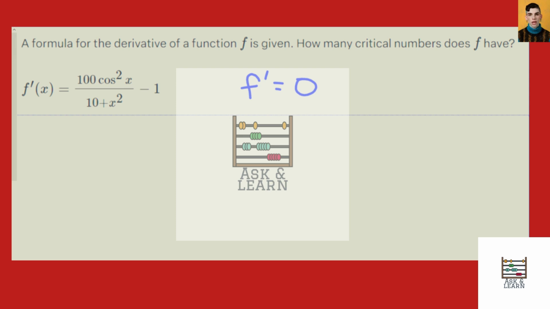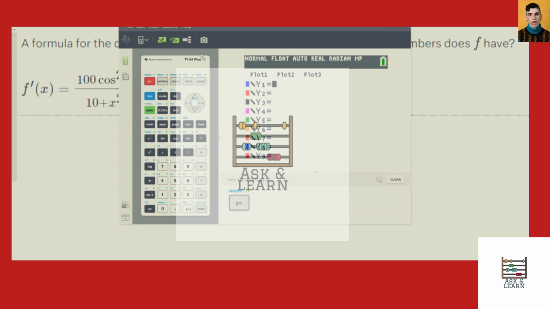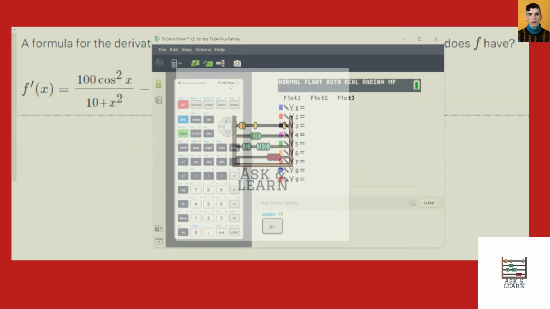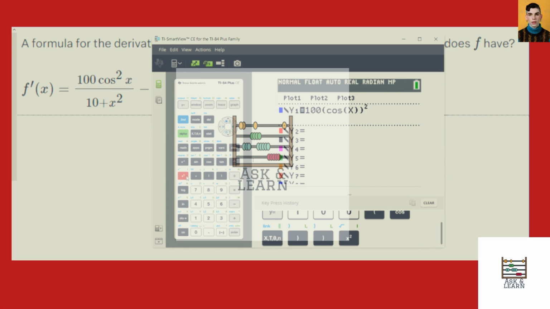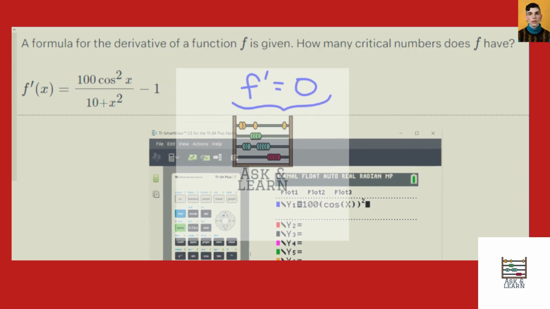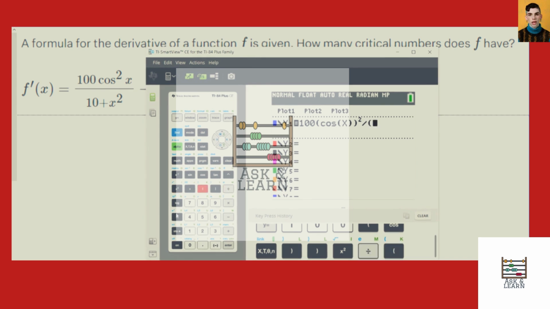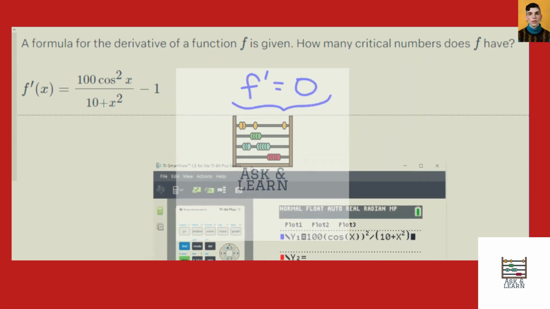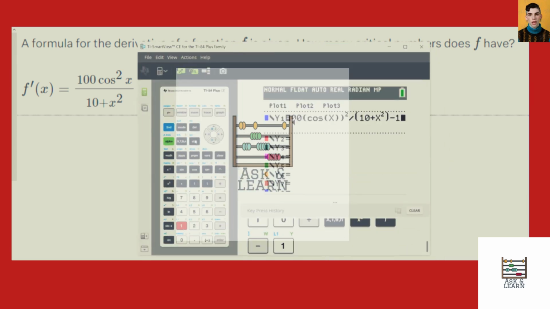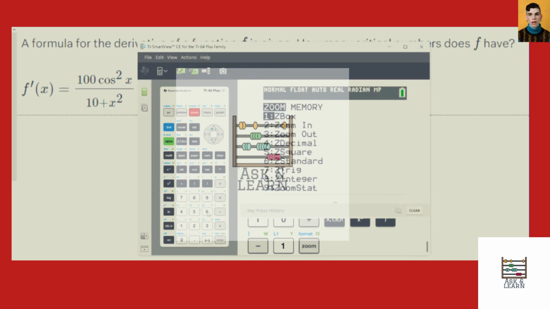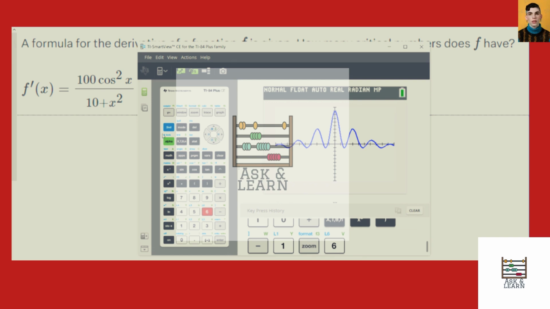It's going to require the use of a calculator to see how many times my f prime is equal to 0. So I'm going to head to my calculator, and in y equals, I'm going to put this f prime. So we've got 100 times the cosine squared of x, which means I'm taking the cosine of x and then squaring it. I take that and I divide it by the quantity of 10 plus x squared. And then from this, I'm going to subtract 1. And I'm going to go zoom 6, graphing this in a standard viewing window.